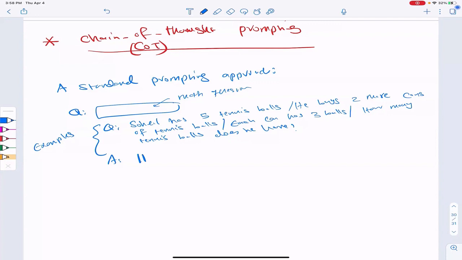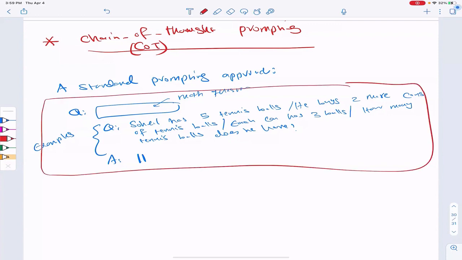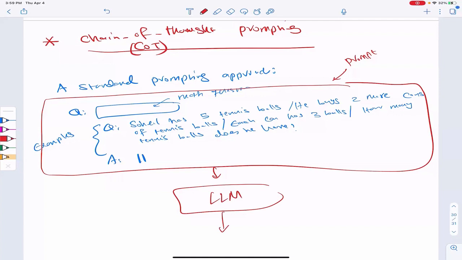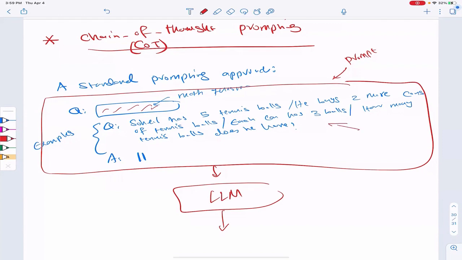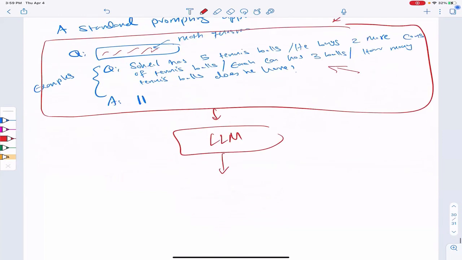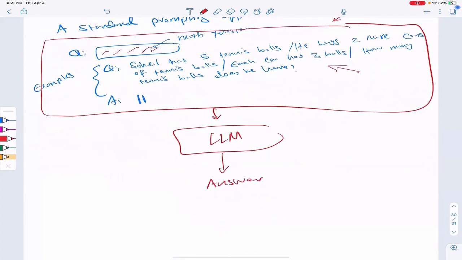Here's the demonstration example. So this whole thing goes into your prompt. This is your prompt. And this goes to the LLM. And you want to get an answer to the question that you are asking with these demonstrative examples. That's partially what I meant by in context learning, right? So you're giving some examples to your LLM, and you get an answer and see if it works or not.